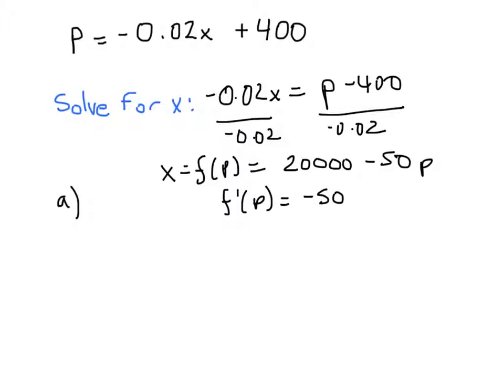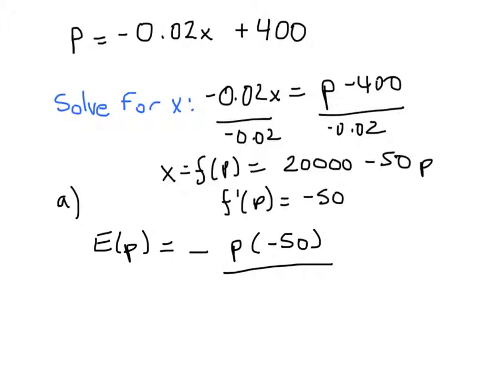For part A, we're supposed to find E of p. And so what we do for E of p is we do the opposite of p times f prime of p, which for us is negative 50, divided by f of p, which is 20,000 minus 50p.